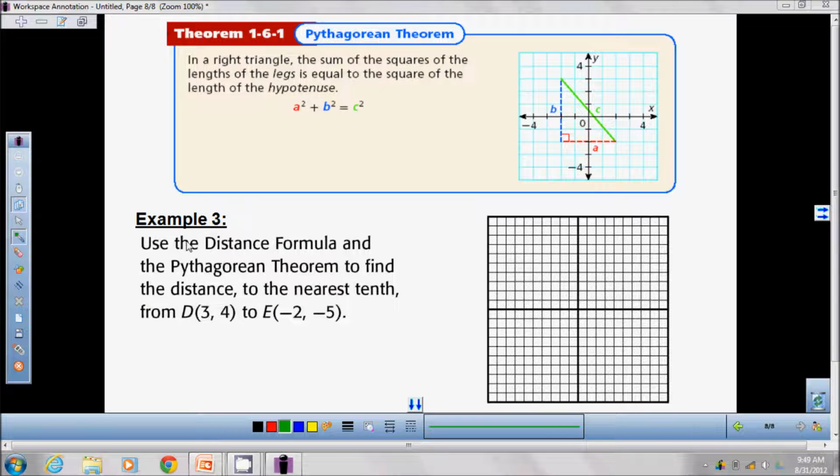Here it says to use the distance formula first. We are not going to do this part since we just did the distance formula. So we are only going to use the Pythagorean theorem to find the distance to the nearest tenth from D (3, 4) to E (negative 2, negative 5). So let's go ahead and plot these. Point D is at 3, 4. And we have E at negative 2, negative 5.